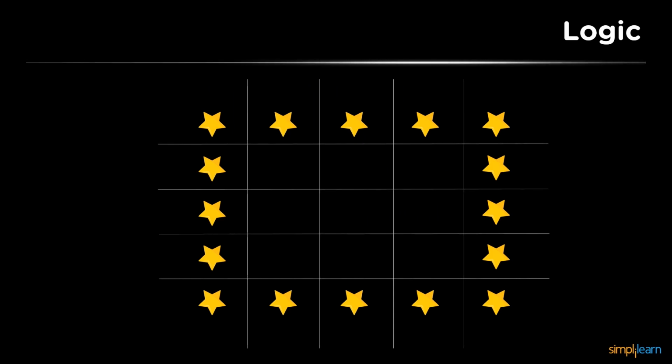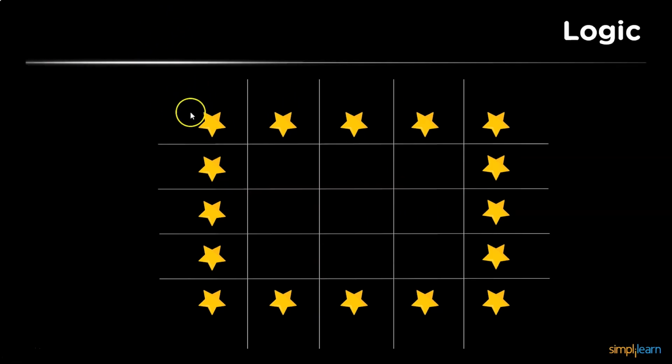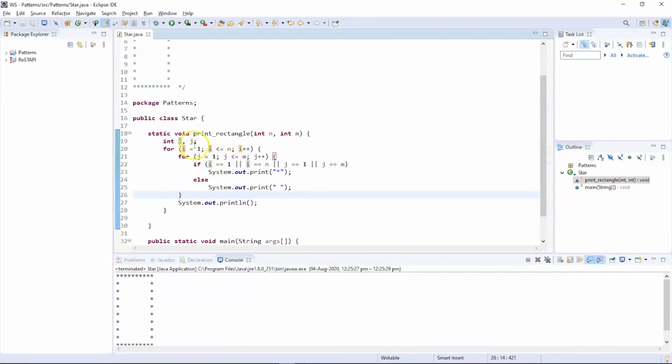As discussed before, we need to look at this pattern in the form of a matrix and check out the number of rows and columns. So where the number of rows and columns are equal, we need to print a star. So let us now check out the program and execute it to print this particular pattern. As you can see on my screen, we have the same program that we used to print the triangle, but now here we have rows and columns. So n is nothing but the row and m is nothing but the column.